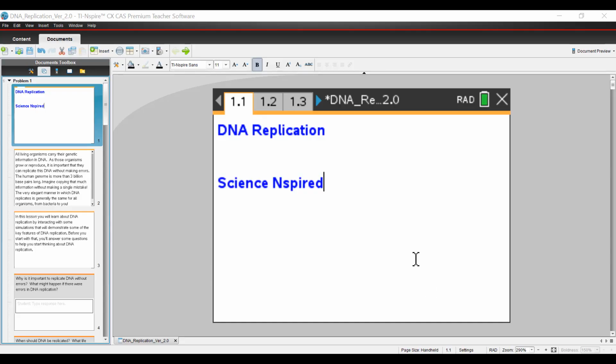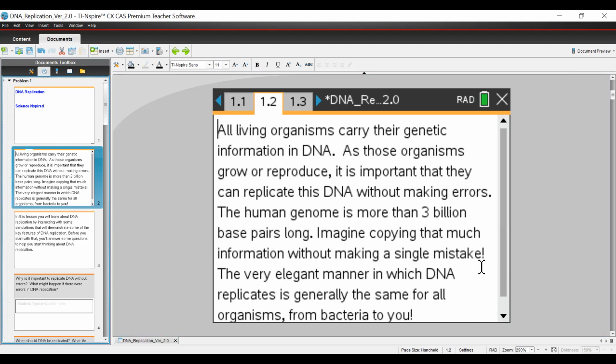Okay, so we're on page 1.1 of the activity file, and remember, you can get this activity from scienceinspired.com under the biology category, and the subcategory is genetics. It's DNA, RNA, and protein synthesis. But all of these files are free. Go ahead and download them. You can get the software from the link I mentioned earlier. And then just pull these open and start consuming them.